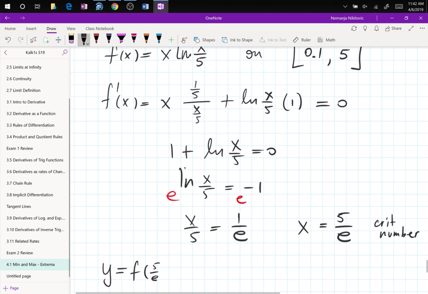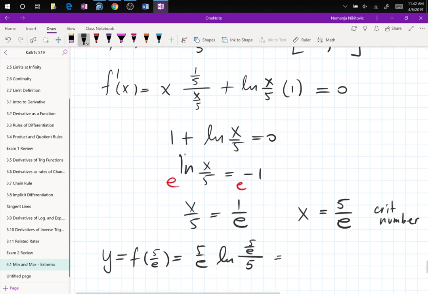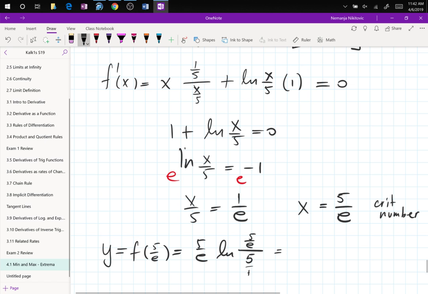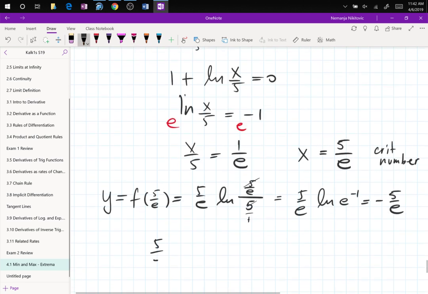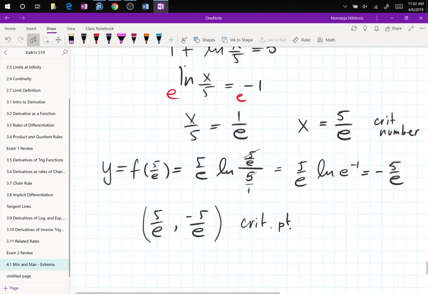So f of 5 over e is going to be 5 over e times ln of 5 over e divided by 5. So the 5's cancel, and we have 1 over e. So 5 over e times ln of e to the -1. So this is just -5 over e. And we have 5 over e, -5 over e as our critical point, which could be a min, which could be a max.